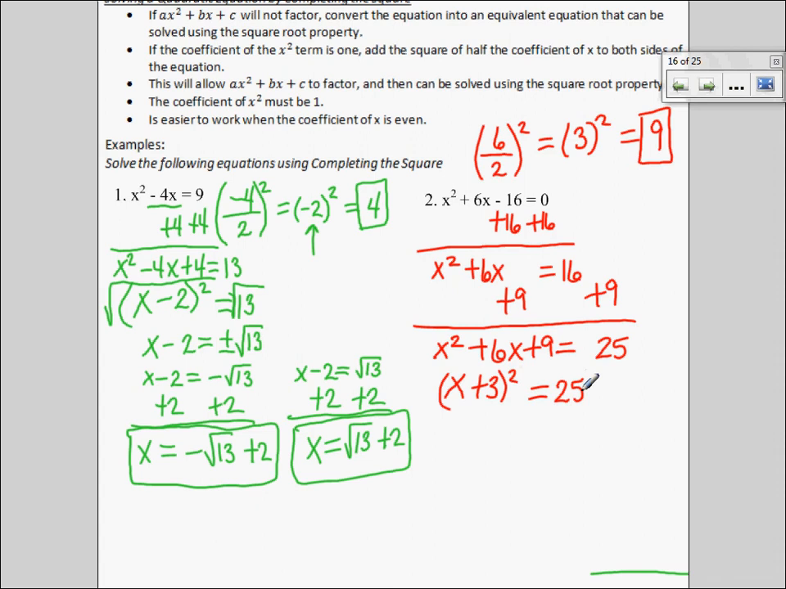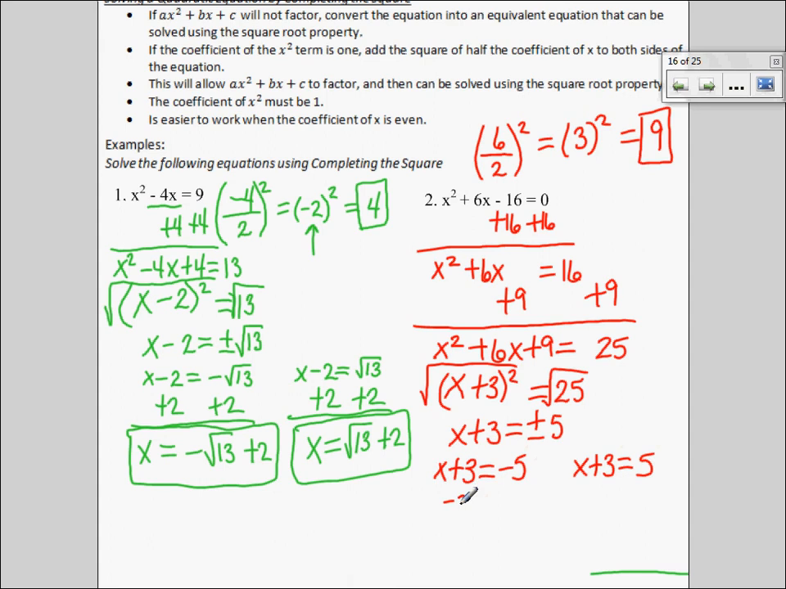So now, to start working with the variable, we have to use the square root property. Take the square root of both sides of the equation. So that's going to leave you with x plus 3 equals, remember, a square root gives you both positive and negative of an answer. The square root of 25 is 5. This breaks into two pieces: x plus 3 equals negative 5, and x plus 3 equals positive 5.